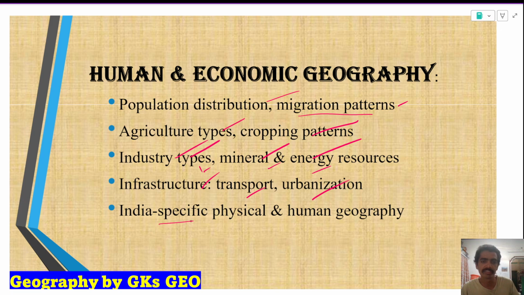Then India-specific physical and human geography: how settlements in India are structured and how geographical factors in India, such as mountains, valleys and rivers, formed, which results in India-specific physical and human geography.